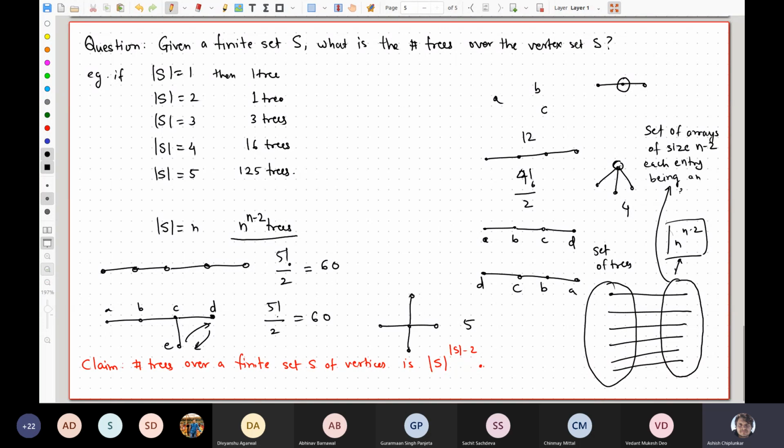Being an element of S. Right? So on one side you have the set of trees over the vertex set S, and on the other side you have arrays of size n minus 2 where each entry is a vertex, and that's it. Otherwise there is no constraint. This is the set we are looking at, and we want to prove that there is some nice bijection between these two sets. The size of the second set is n to the power n minus 2, and therefore the number of trees is going to be n to the power n minus 2. That is the plan.